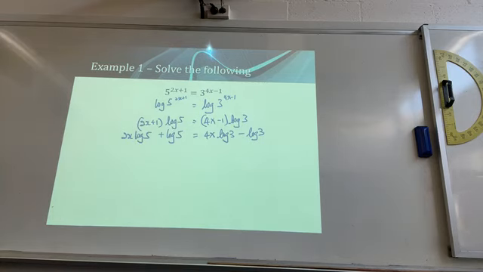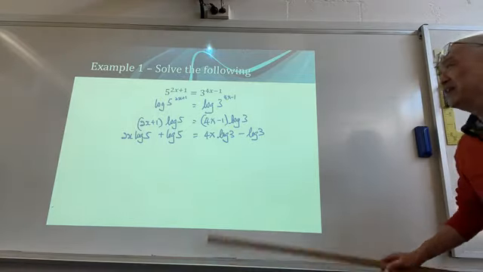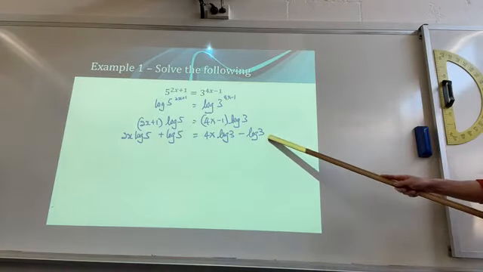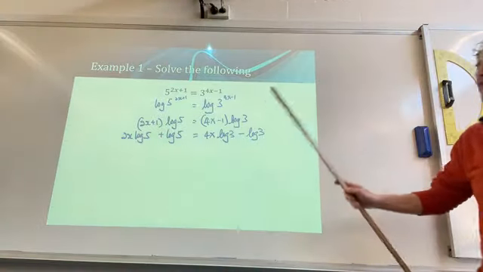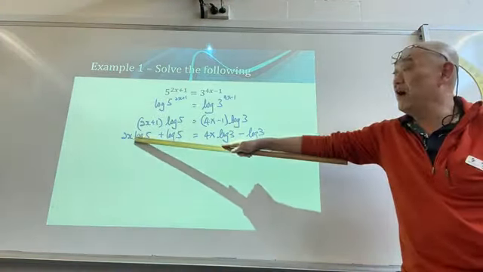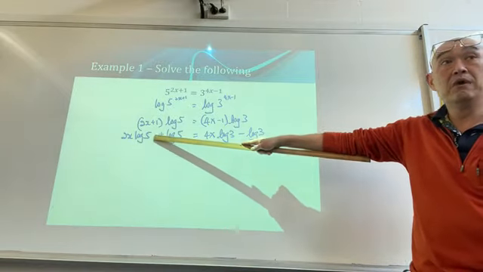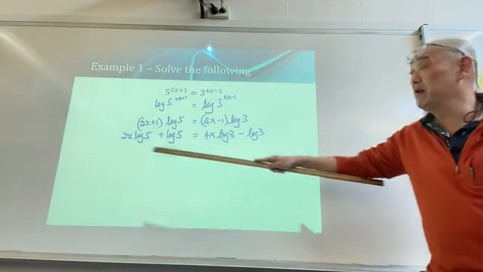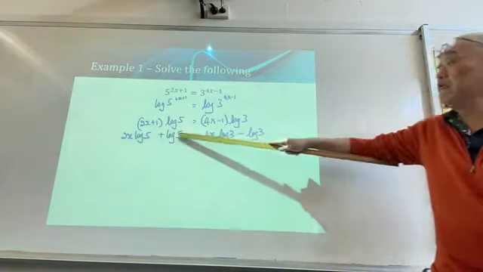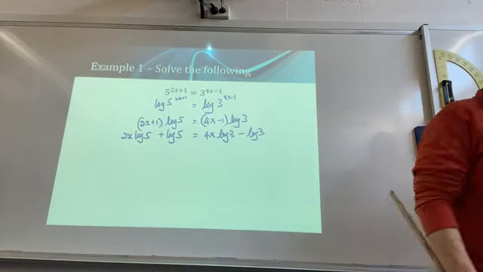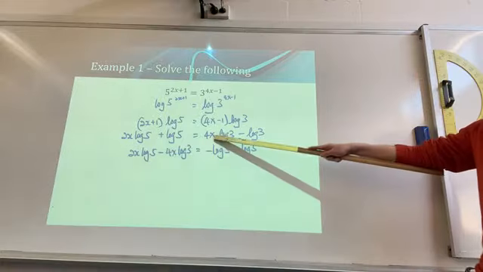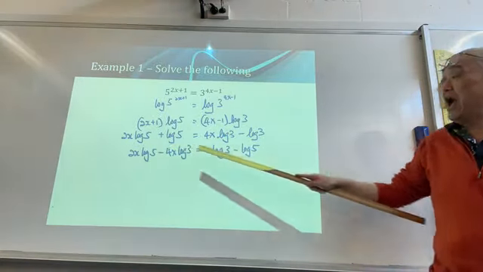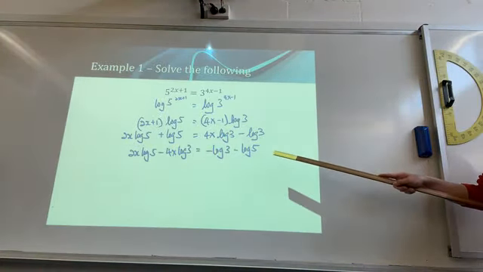Then you now can rearrange. You've got log 5 and log 3. Remember, log 5 is just a number. Nothing mysterious about that. Think of it as just a constant. So, rearranging, I've got 2x log 5 minus 4x log 3. Bring this over, and minus log 3 minus log 5.